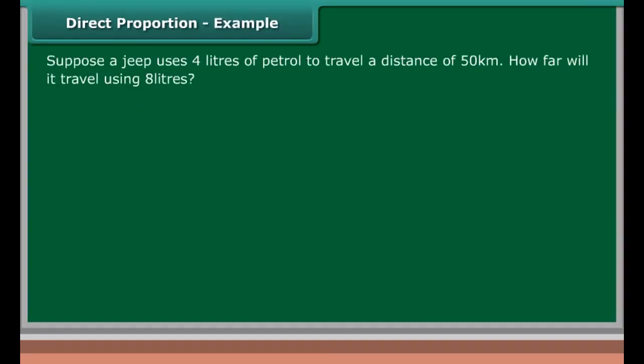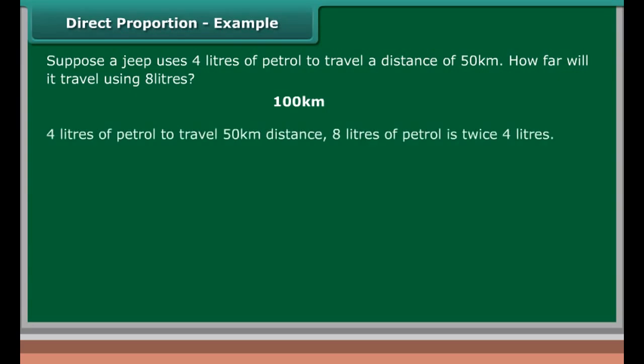Example: suppose a jeep uses 4 liters of petrol to travel a distance of 50 kilometers. How far will it travel using 8 liters? The answer is 100 kilometers. We calculate the above answer in the following way. 4 liters of petrol to travel 50 kilometers distance. 8 liters of petrol is twice 4 liters. Therefore, 50 into 2 is equal to 100 kilometers.